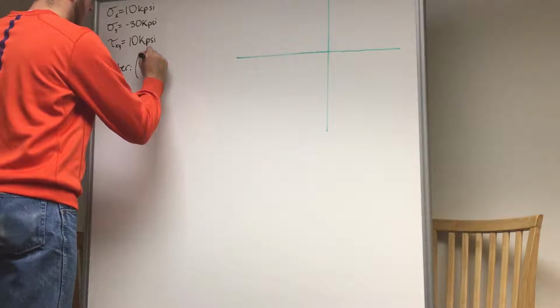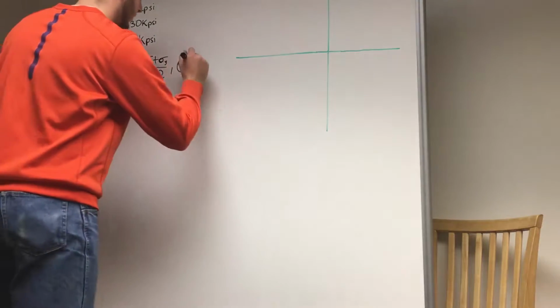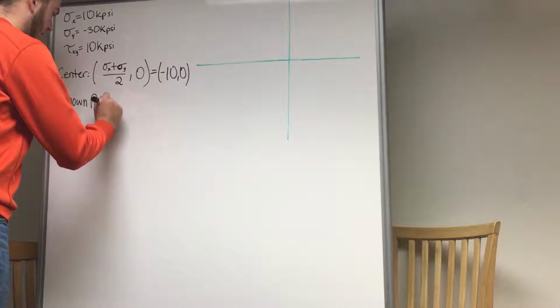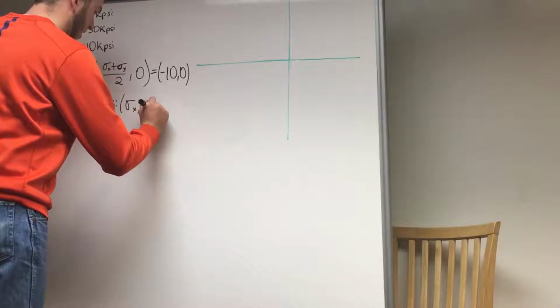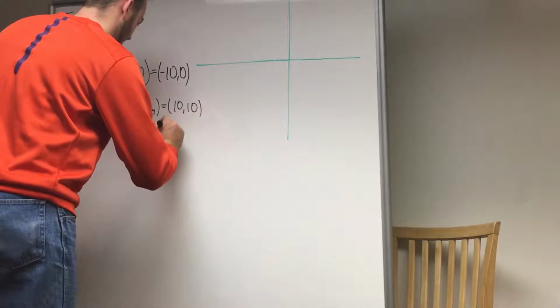Next, calculate the center of the circle C, which is known to be at sigma x plus sigma y divided by 2 and 0. Next, determine the known stress states. These points are sigma x, tau xy, and sigma y, negative tau xy.